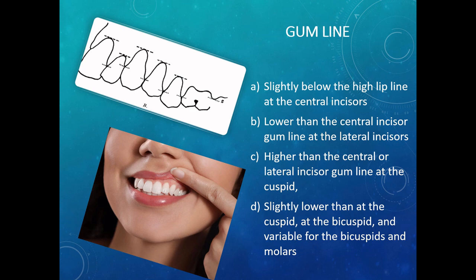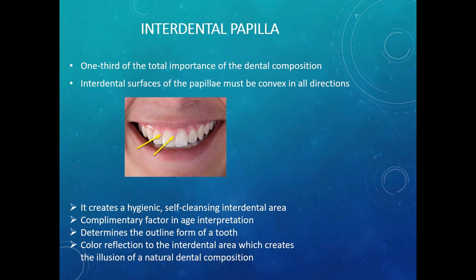Next is the interdental papilla, which is the main part of the tooth matrix or the visible denture base. So the interdental papilla occupies 1/3 of the total importance of the dental composition, whereas the remaining 2/3 are occupied by the tooth and tooth position. So we know that there are three important aspects of denture fabrication, that is tooth position and denture base matrix, of which interdental papilla forms the main part.